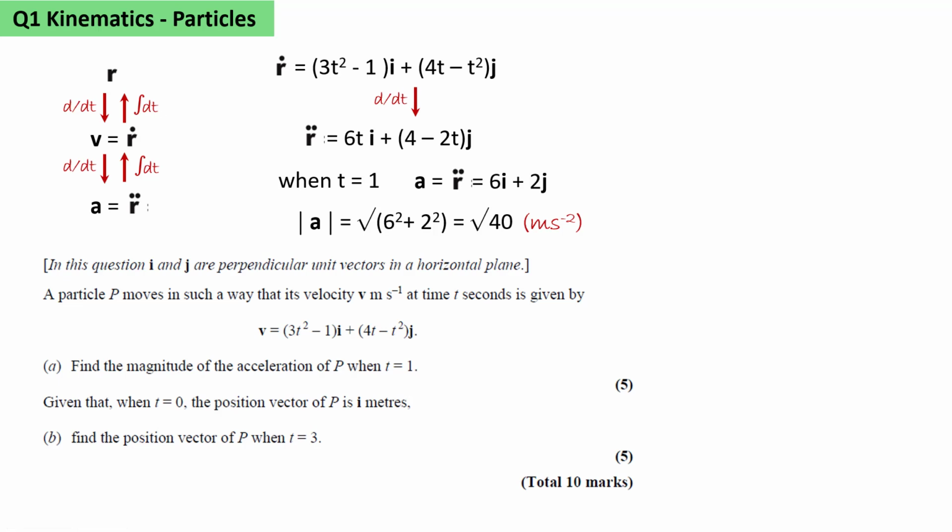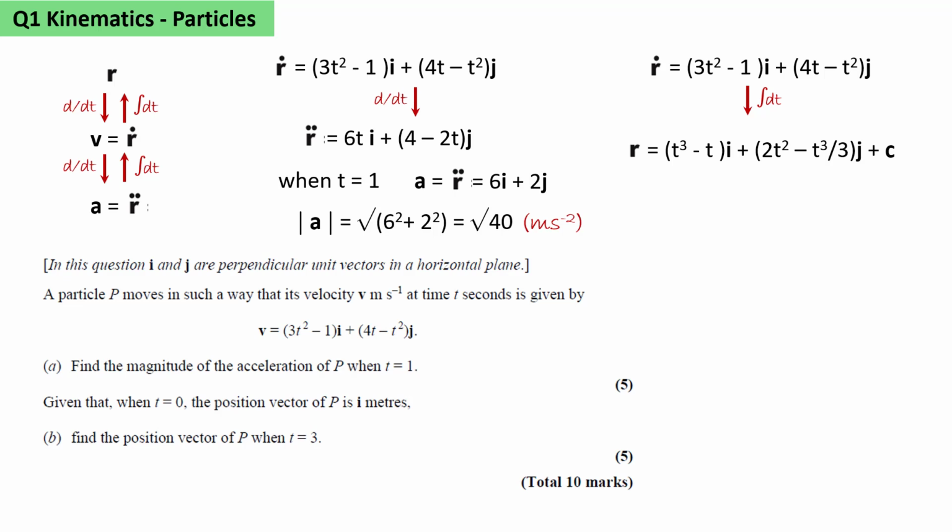Now we need to work out the position vector of p when t equals 3, given that at t equals 0, the position vector is i. So again, we start with our expression for r dot. To get r, we integrate r dot.